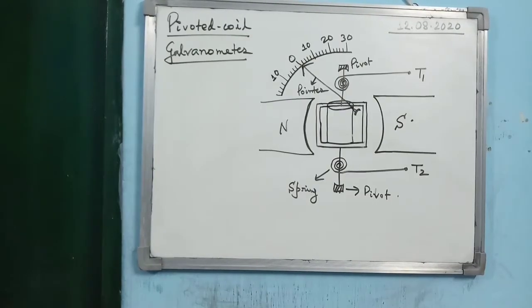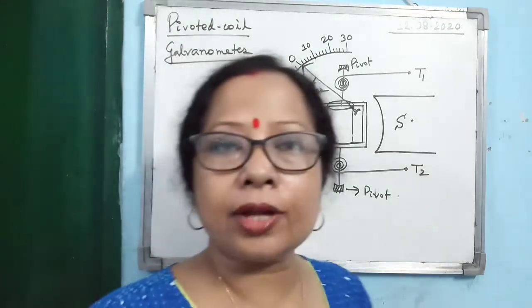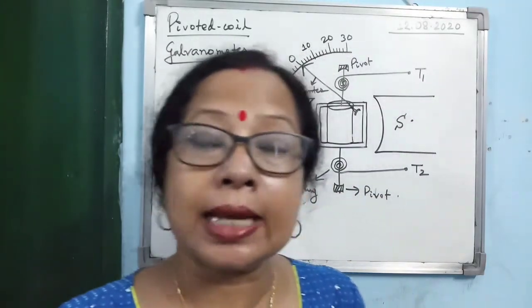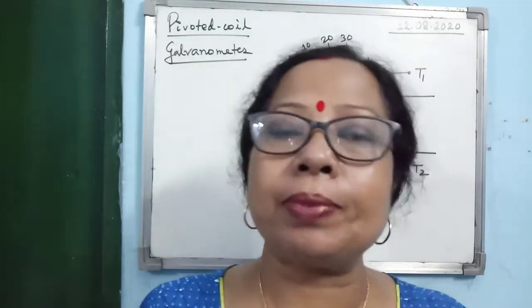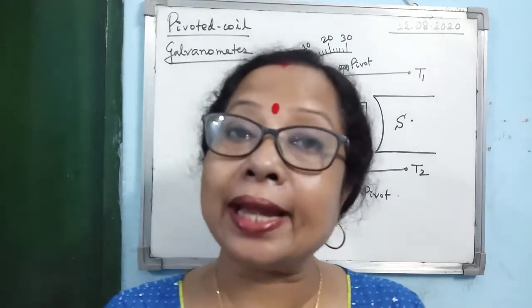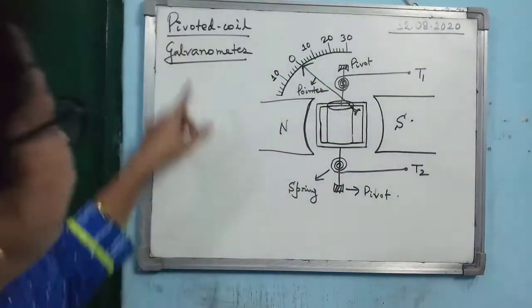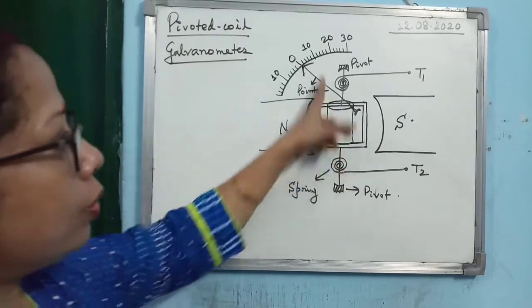So as I already said, in the suspended coil galvanometer, the disadvantage is that one cannot find out the angle of deflection or angle of twist directly. You need to apply the lamp and scale arrangement. That disadvantage is removed in the pivoted coil galvanometer. So just look at the diagram.